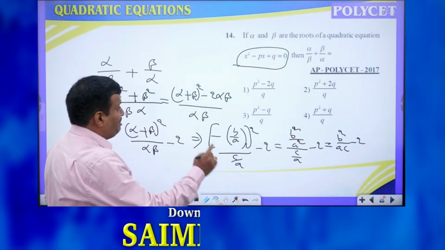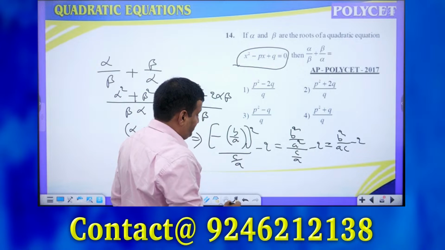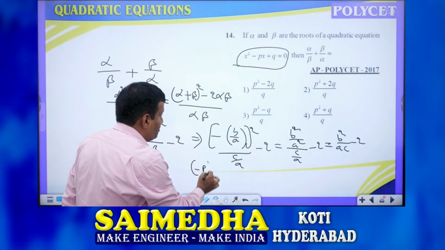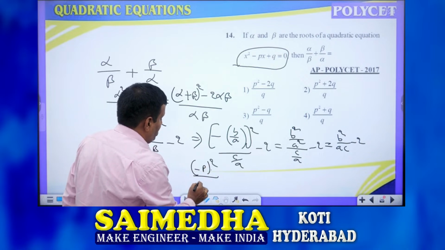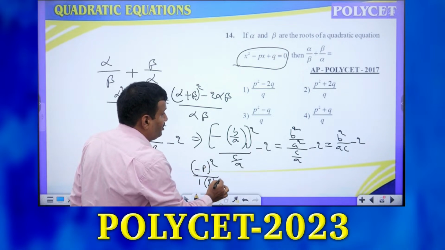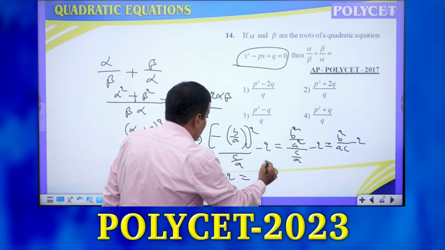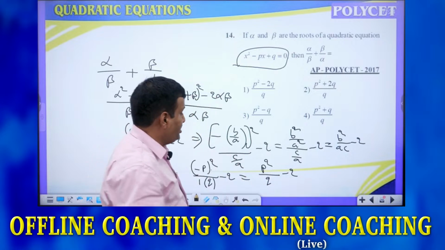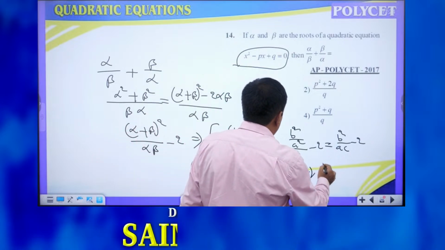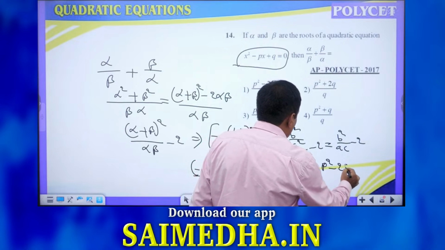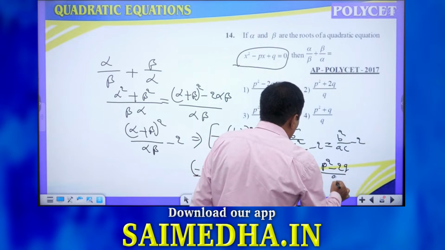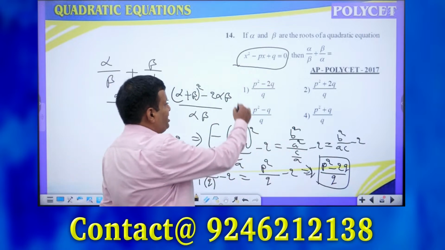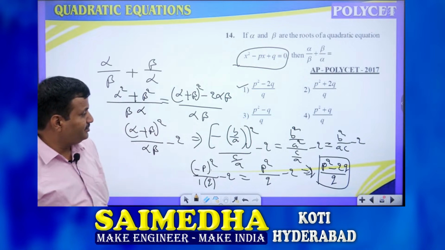Simplify this further. What is the b value given? B value is minus p. Minus p whole square divided by ac. A value is 1, c value is q, minus 2. What is the answer we are getting? P square divided by q, minus 2. That is p square minus 2q, divided by q. Which option is satisfying here? Option 1 is the correct answer.